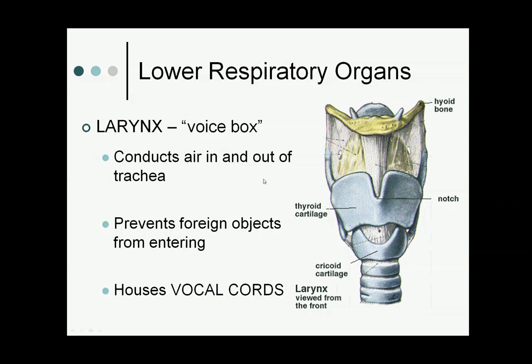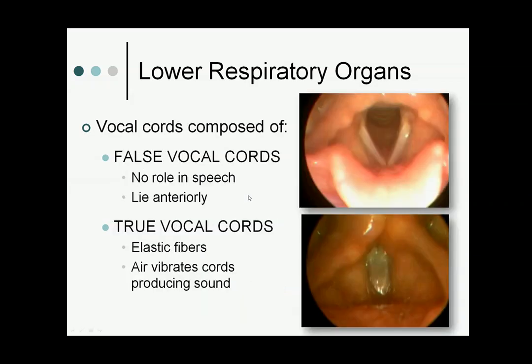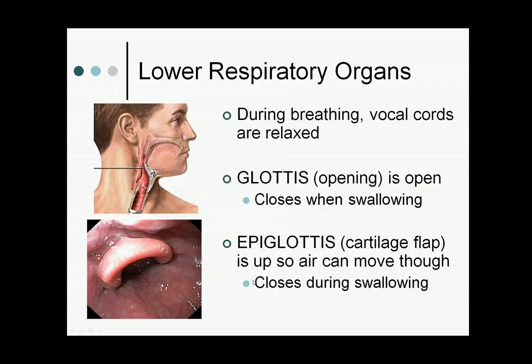This is preventing objects from entering the trachea that do not belong, like food and liquids. This is the location of the vocal cords. Here are some more of the parts of the larynx. The vocal cords: there are true and false vocal cords. True vocal cords are the ones that are actually vibrating, producing the sound.